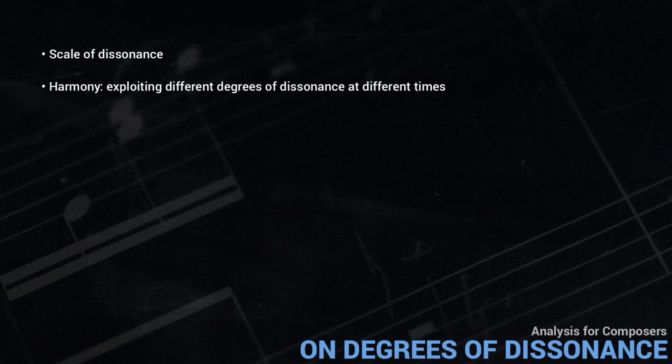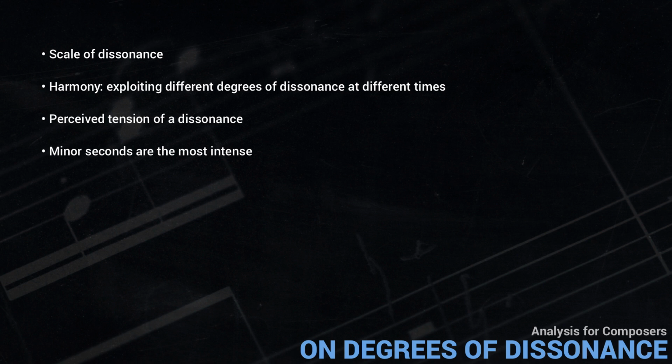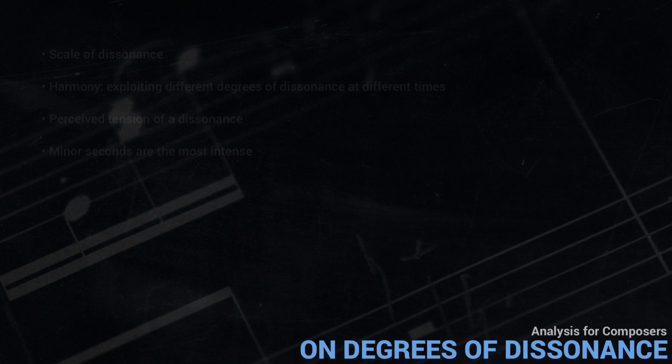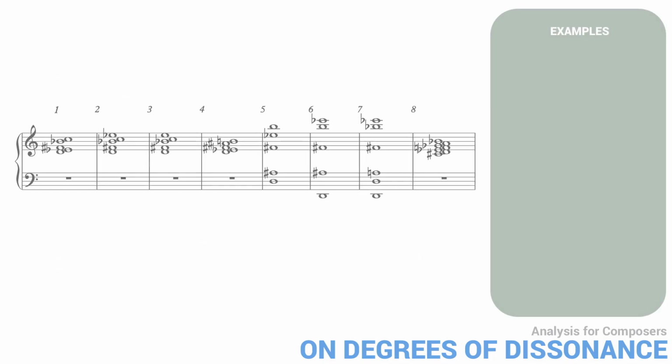To do this effectively requires a scale of dissonance, and that's what we'll examine here. We need to think of harmony not as black and white, dissonant or consonant, but rather as exploiting different degrees of dissonance at different times. The perceived tension of a dissonance depends on several factors. Generally, in a tempered system, minor seconds are the most intense dissonances. In a chord with multiple dissonances, it's the minor seconds that create the strongest effect. But there are other factors which also influence the result.